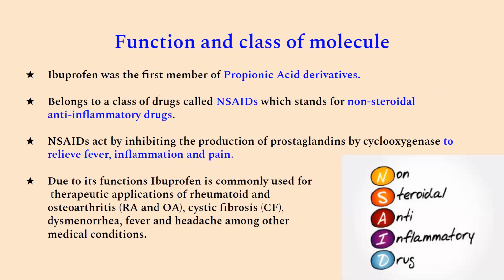And now we're going to talk about the function and the class of the molecule. Ibuprofen was the first member of the propanoic acid derivatives. It belongs to a class of drugs called NSAIDs, which stands for non-steroidal anti-inflammatory drugs. NSAIDs act by inhibiting the production of prostaglandins by cyclooxygenase to relieve fever, inflammation, and pain. Due to its functions, ibuprofen is commonly used for therapeutic applications of rheumatoid arthritis and osteoarthritis, cystic fibrosis, fever, headaches, among other medical conditions.